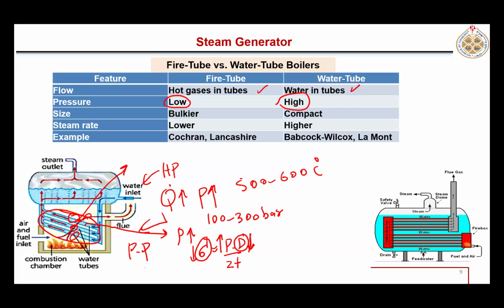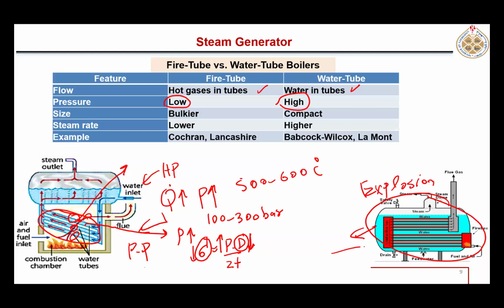But if a fire tube boiler fails, a huge amount of water will flash immediately. So the explosion in this case is catastrophic compared to water tube boilers.